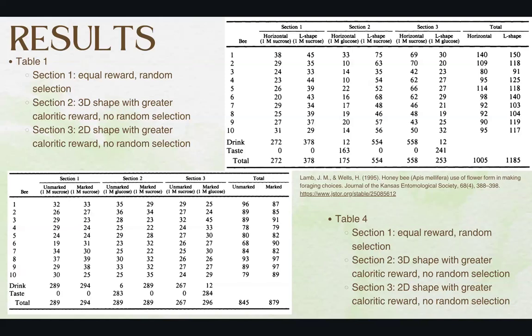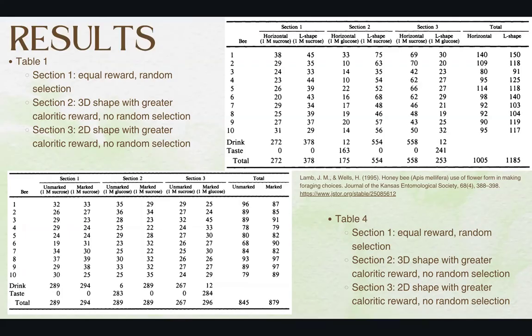When all the flowers gave equal rewards, there was no preference shown by the bees, and most bees picked at random. However, when one flower shape offered more calories, the bees would follow suit. They started to favor the higher reward flower.